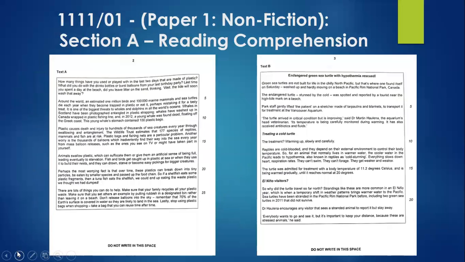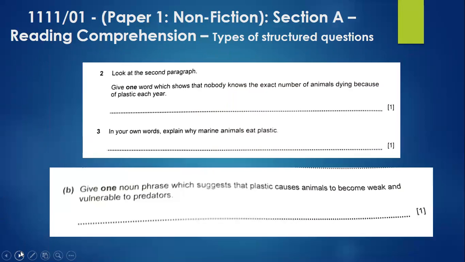So here this is an example of the 2 texts that you can get for your non-fiction paper 1 reading comprehension. So text A and text B, as you can see, they are quite short. And here are some examples of questions. So let's look at this question. Look at the second paragraph. Give one word which shows that nobody knows the exact number of animals dying because of plastic each year.